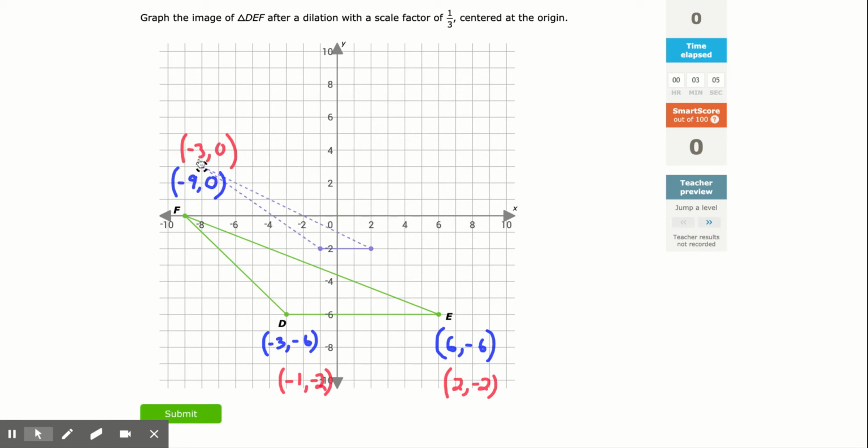Negative 9, 1/3 of that will become negative 3. So I come out here to negative 3. 1/3 of 0, and I do take 1/3 of 0, still 0. So it looks like that. And if you'll notice, it looks closer to the origin, but just smaller in size, and it's brought closer.